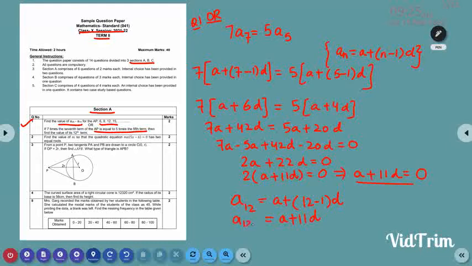And here also we have got our solution as A plus 11D equals 0. The equation which we have solved, 7A7 is equal to 5A5, has given us the final answer as A plus 11D equals 0, and A plus 11D is nothing but A12, the 12th term of the AP. So the 12th term of the AP will be 0. A12 is equal to 0.